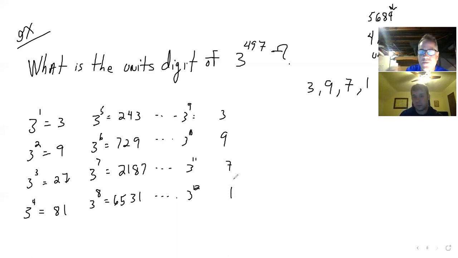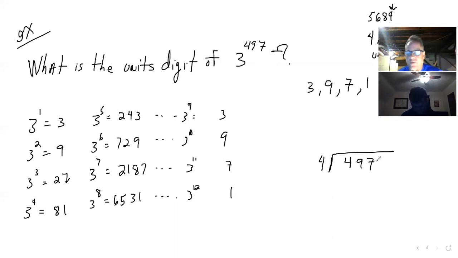To figure that out, you want to take the power, which is 497, and divide it by how many times this repeats. It repeats every 4, so you divide 4 into 497. I don't care about the quotient. What I care about is the remainder. If I take 497 and divide it by 4, it will go 124 times. Now, 124 times 4 is 496. So my remainder was 1.